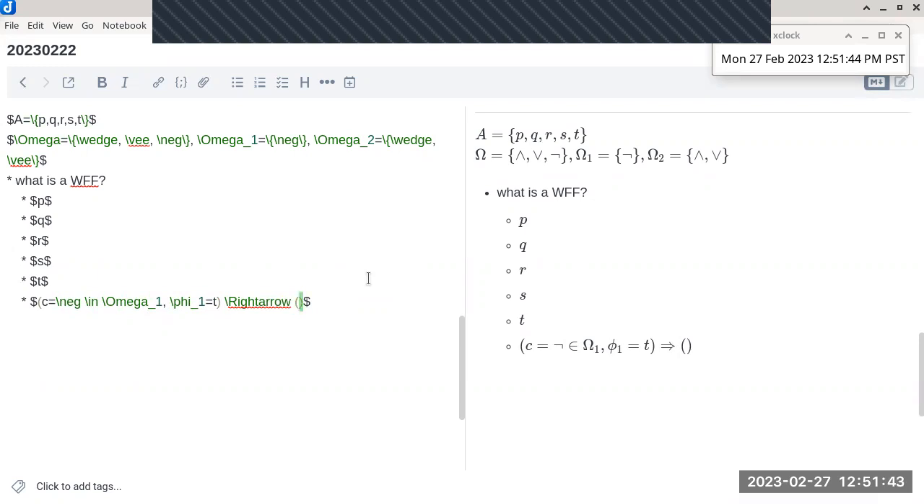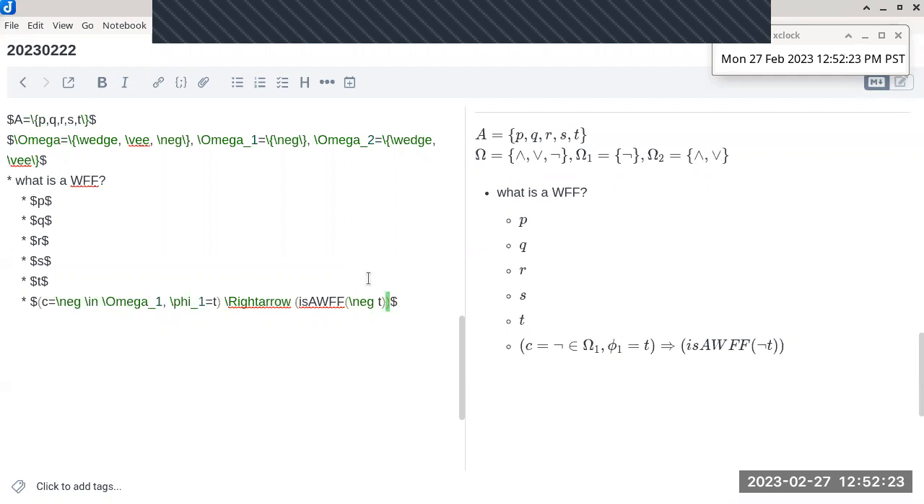Well, as a result of the left-hand side of the implication, the negation of T is well-formed. Okay, all right, so now we can confirm that it is a well-formed formula, and then this time we just say the negation of T. All right, cool. So now we have a new well-formed formula based on what is in omega 1, which is the negation operator, and also what is known to be well-formed at this point.